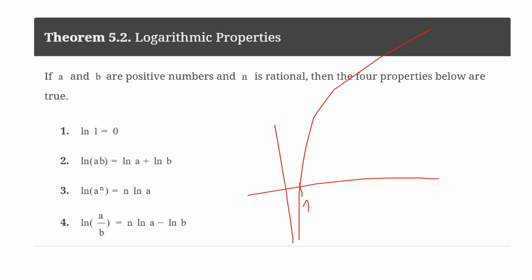Then we have ln of a times b is just ln of a plus ln of b. ln of a to the power of n is just n times ln of a, because we take the power down, and then we just have ln of a. Then we have ln of a over b is just ln of a minus ln of b. So we only have ln of a minus ln of b from ln of a over b.